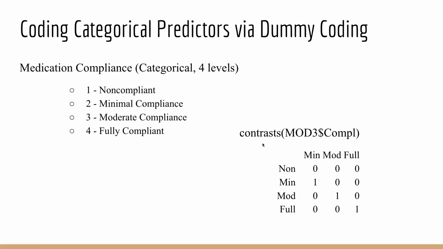I use the contrast function in R to convert my category predictors, and this is what I got. Vertically, there are 4 categories: non-compliant, minimal, moderate, and full. Horizontally, we have k minus 1 of the variables, so in this case, that would be 3. We can see that non-compliance is eliminated here as the first variable, because it's implicitly used as our reference category. And that's usually how dummy coding works.